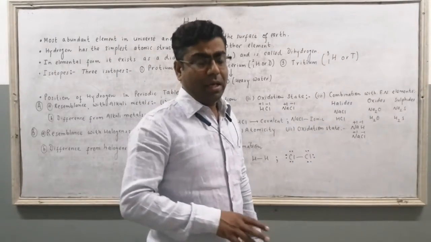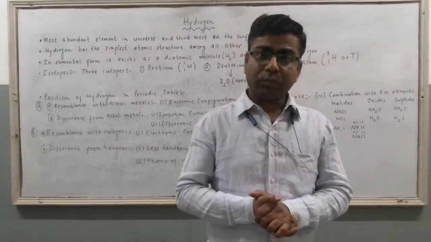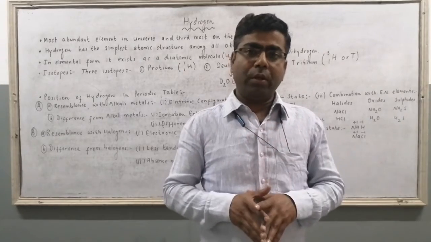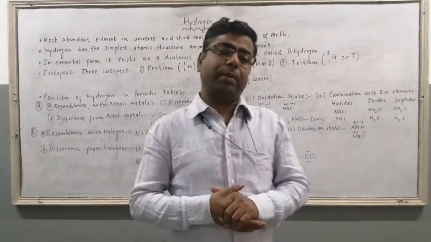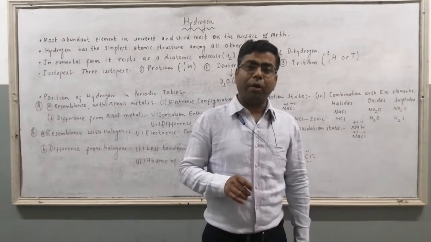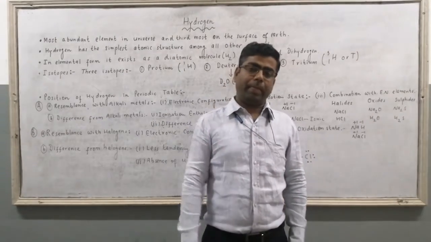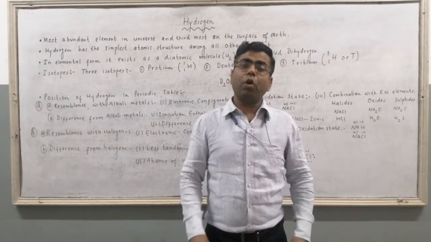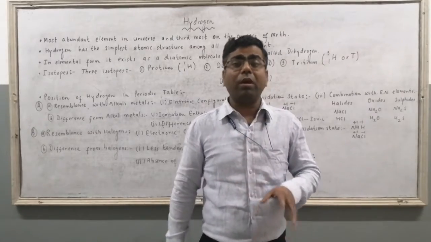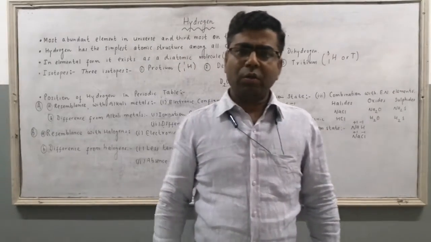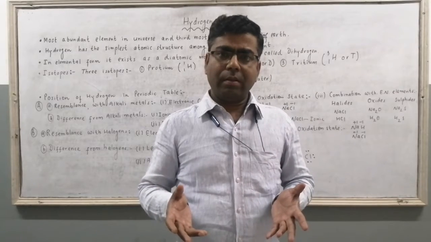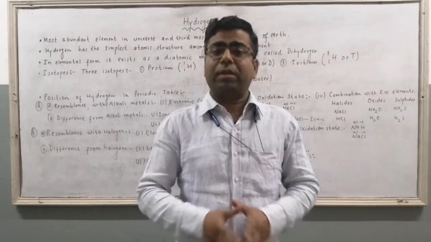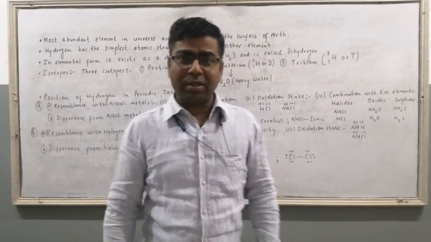Now, in atomic state, hydrogen is not stable. So the hydrogen combines with another hydrogen and it forms H2. So on earth, it exists in the form of H2 molecule. And this H2 molecule is called dihydrogen, or it is called hydrogen gas. So what is hydrogen gas? Collection of H2 molecules or collection of dihydrogen is your hydrogen gas.